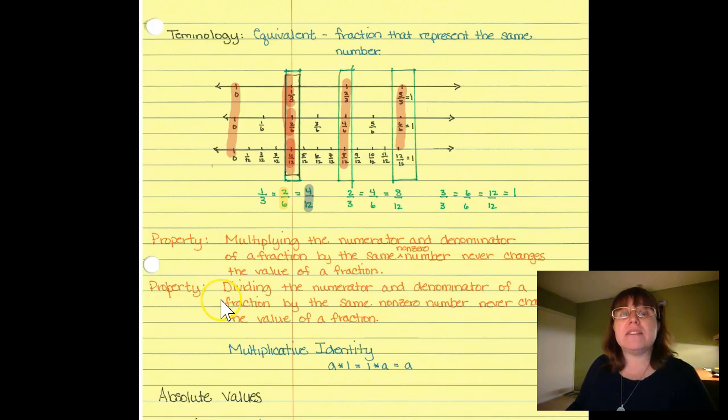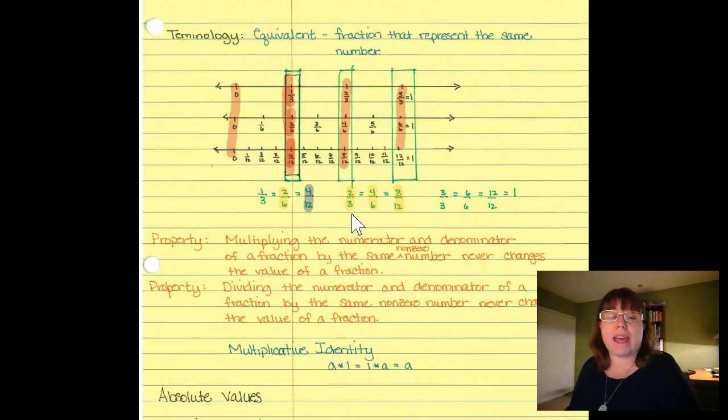Likewise, if I divide the numerator and the denominator by the same number, it doesn't change the value of the fraction. It will change the way that it looks, but it's not going to change the value. So I'm going to take 8/12 and divide both the numerator and the denominator by 2. 8 divided by 2 will get me 4. 12 divided by 2 will get me 6. That's the equivalent fraction. Let's do it again. 4 divided by 2 is 2. 6 divided by 2 is 3. That gives me the equivalent fraction of 2/3.